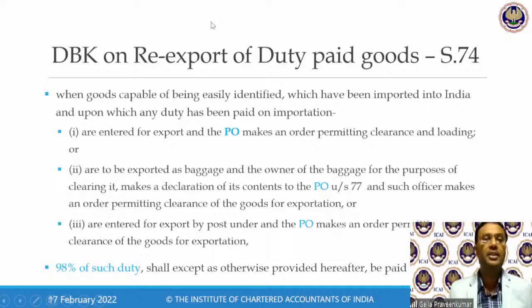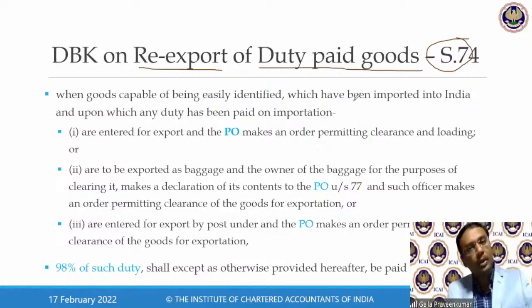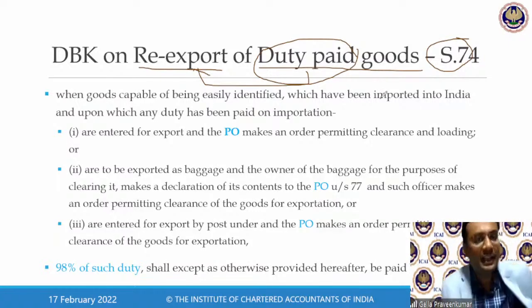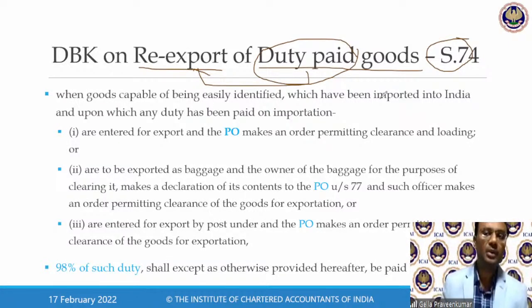Now, duty drawback on re-export of duty paid goods. So here, to start with, section 74 discusses a drawback scenario where there is re-export of duty paid goods. So I have imported the goods. At the time of import, I was asked to pay the duty. I have paid it, and these goods have been re-exported. So for that, there are provisions connected to understand.